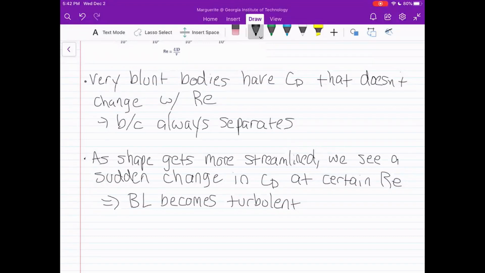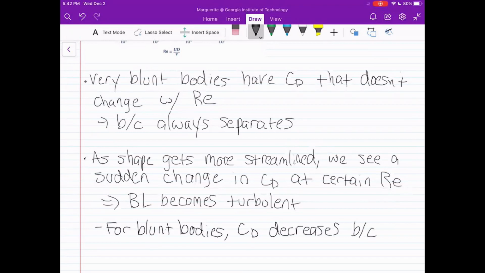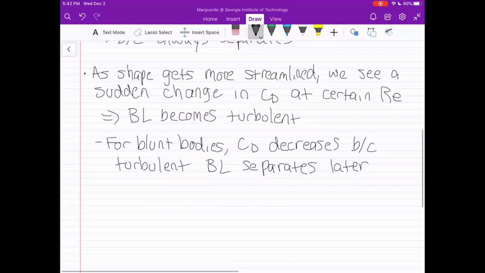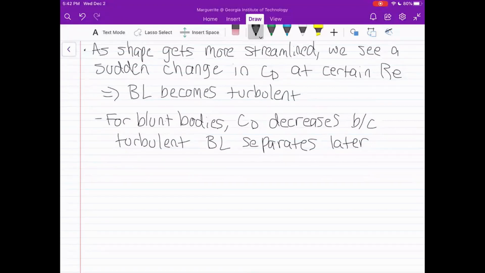Okay, so for blunt bodies, we see a decrease in the coefficient of drag because the turbulent boundary layer separates later. So I'm going to draw again one more time. I think it's the last time for today. Nope, I have more circular cylinders coming, but I'm going to draw the circular cylinder.